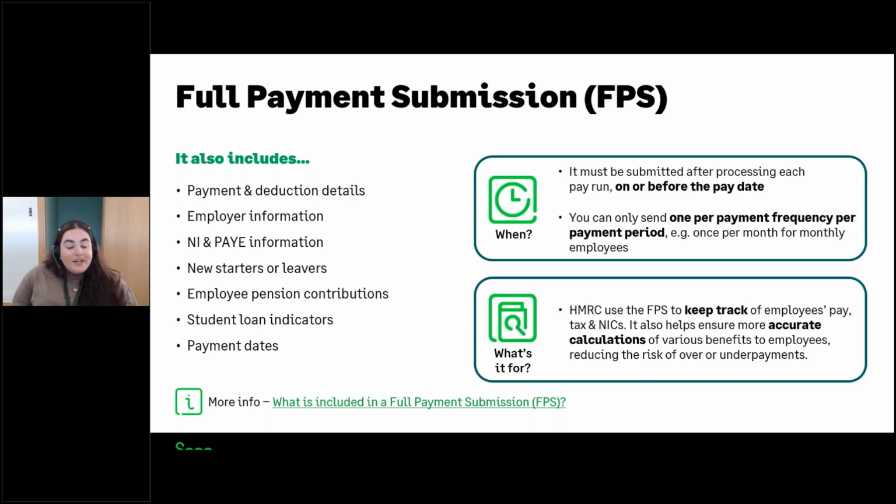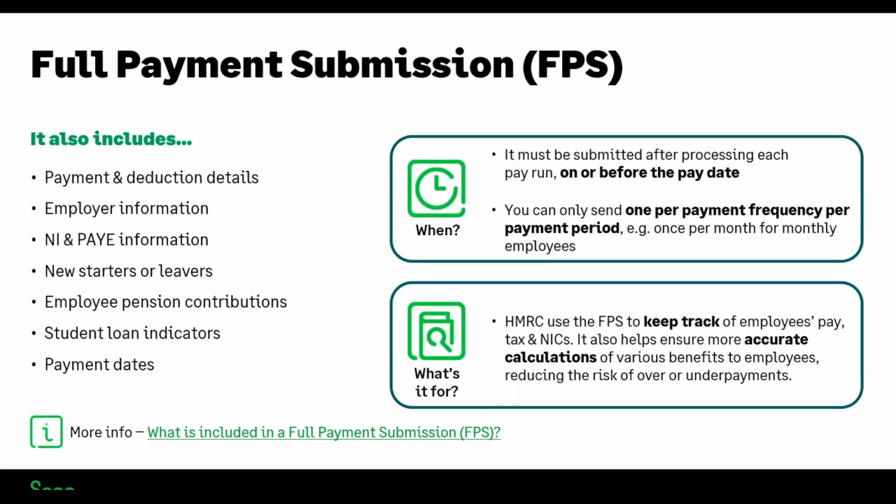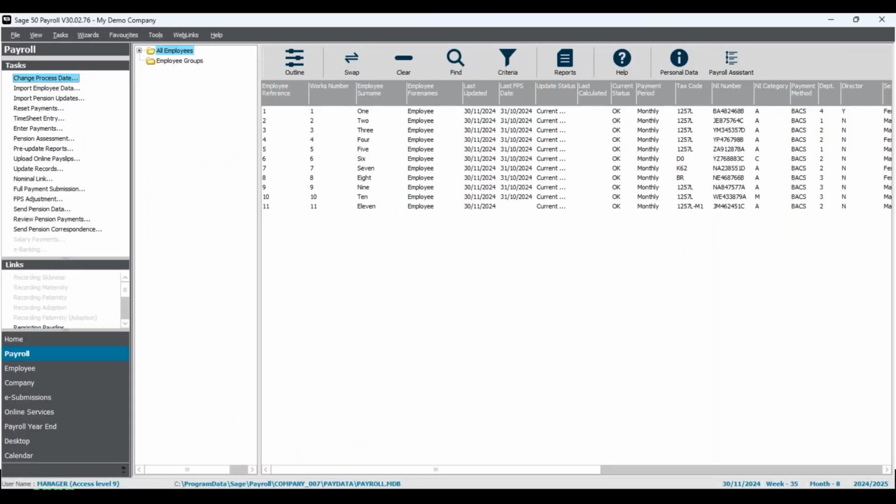But let's go into Payroll actually. We'll take a look at how to submit the FPS from Payroll. So let me turn my camera off and bring up my company. So here we are, I'm logged in, and as you can see, I have updated my payroll here, 30th of November. So they're all updated with their payments for my November pay date as I run a monthly payroll. But next thing I need to do is to submit the FPS.